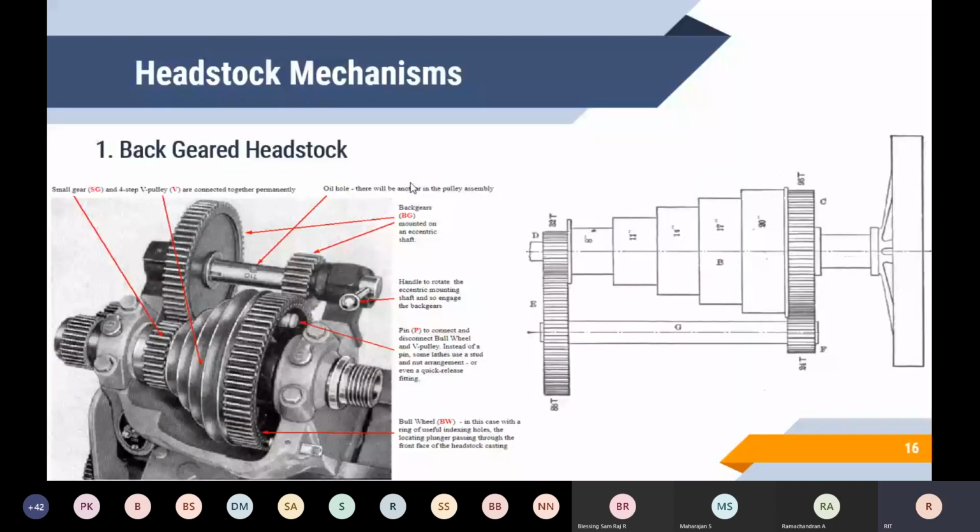And then headstock mechanisms. Already I told you this is a hard portion of the lathe. The headstock has some mechanisms, some parts inside of it. Normally the headstock has the spindle, cone pulley, back gears, gearbox, live centers. These are the components inside of the headstock casing. The basic mechanisms inside of the headstock are back gear headstock and all gear headstock. These are general mechanisms used in the lathe.